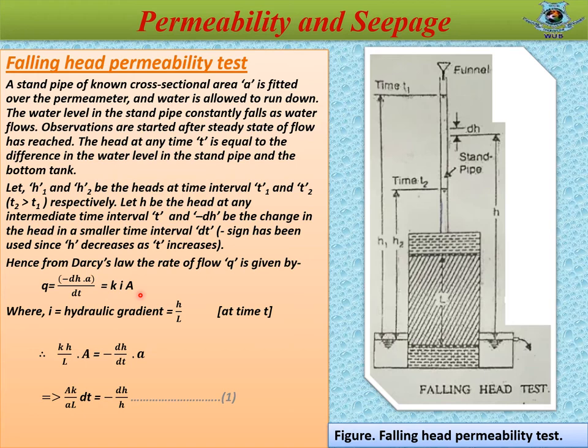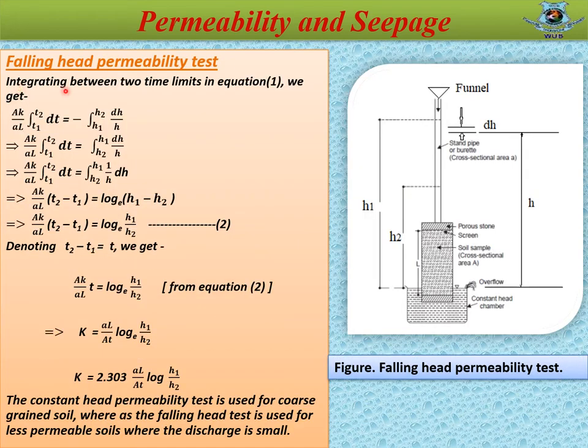And again, we know from our previous lecture that in Darcy's law, Q equal to KIA. Replacing i equal to h by L, we can write K h by L into A equal to minus dH by dt into A. After rearranging, we can write aK by AL into dt equal to minus dH by H. Integrating between two time limits t1 and t2 in equation 1, we get aK by AL integration from t1 to t2 of dt equal to minus integration from h1 to h2 of dH by H.